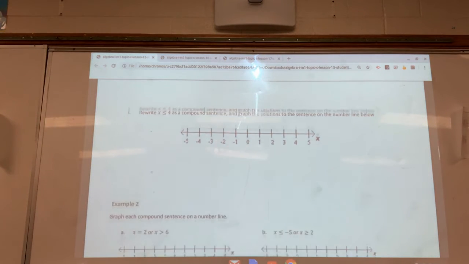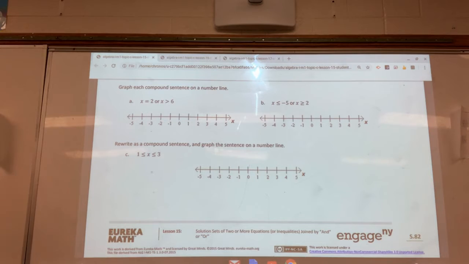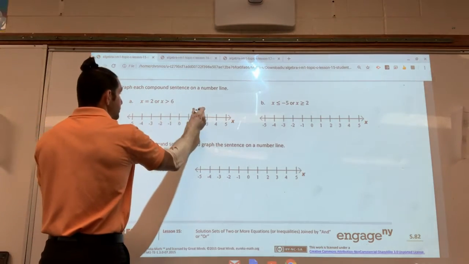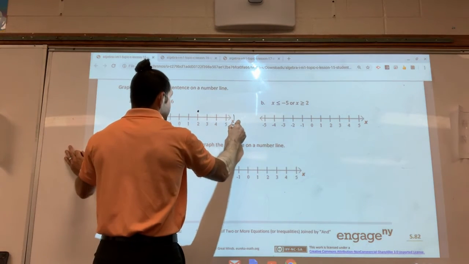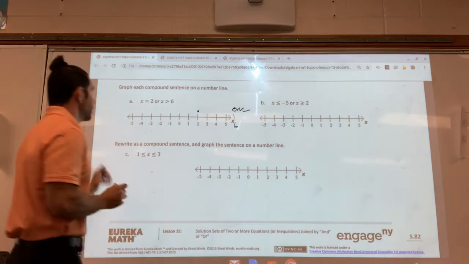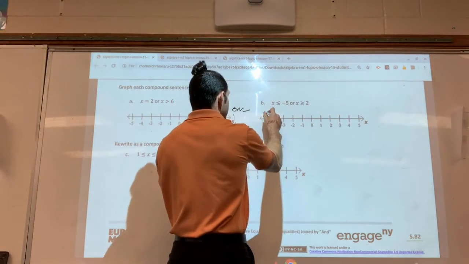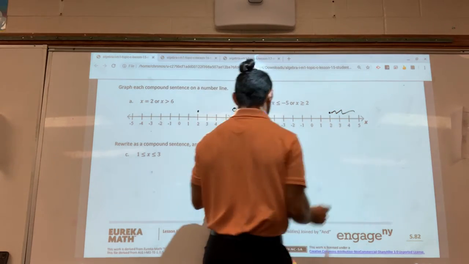Moving on. Aha. Okay. So, ors. We're going to have two really different things. X equals 2 or x is greater than 6. Open circle, going this way. That's this one. -5, less than or equal to. Greater than or equal to.